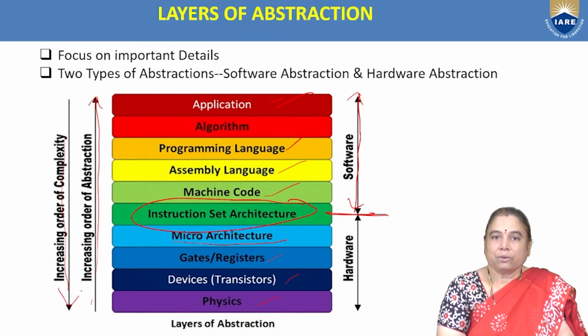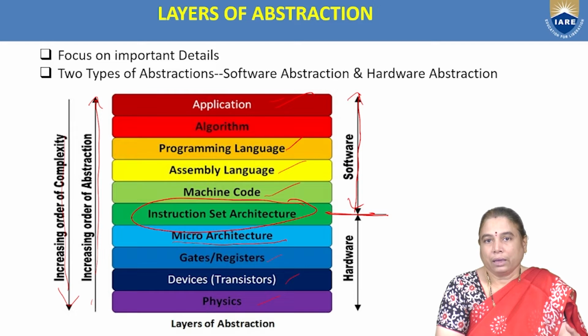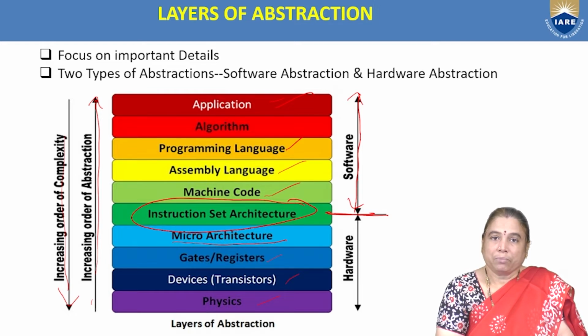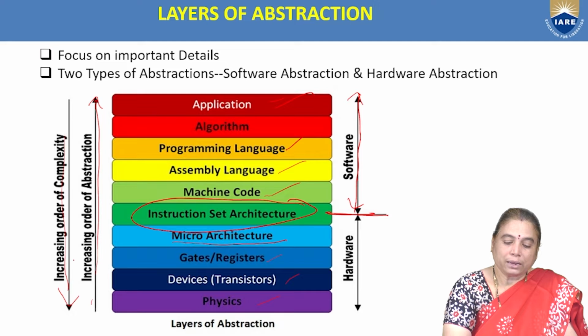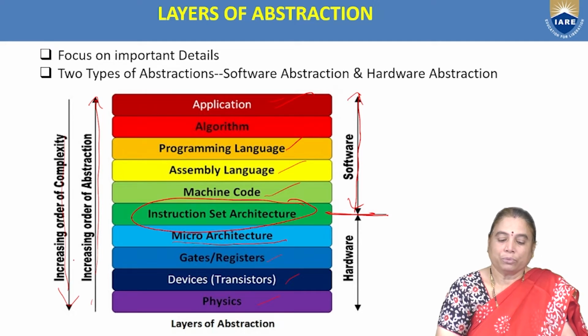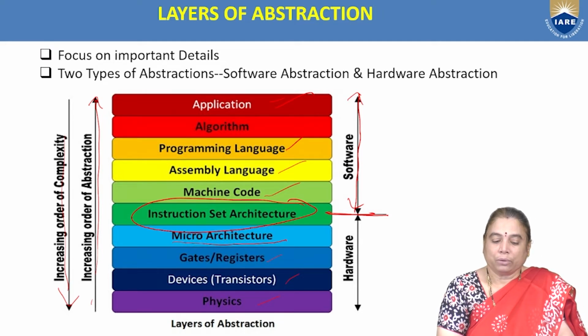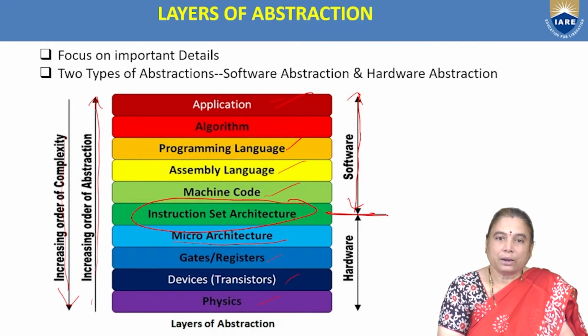So the understanding of the program, the software, can be easily accomplished by the user, but how this program has to be placed and interacted with the hardware, he has less awareness. So the complexity increases in the order from top to bottom, but the layers of abstraction increase in order from bottom to top.